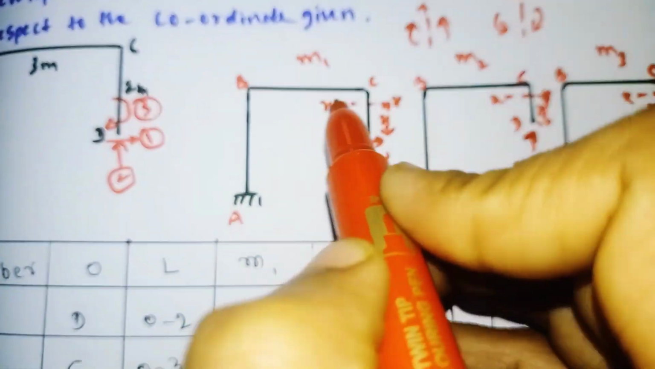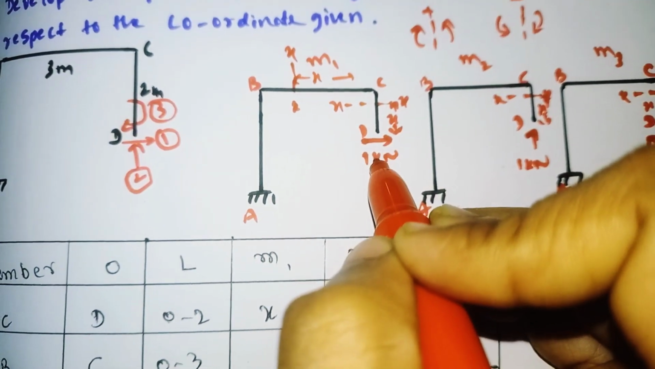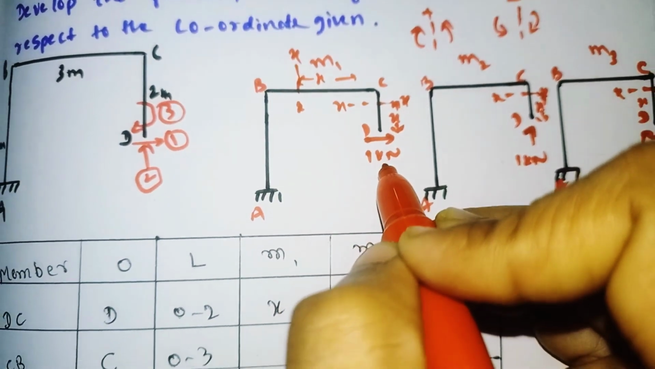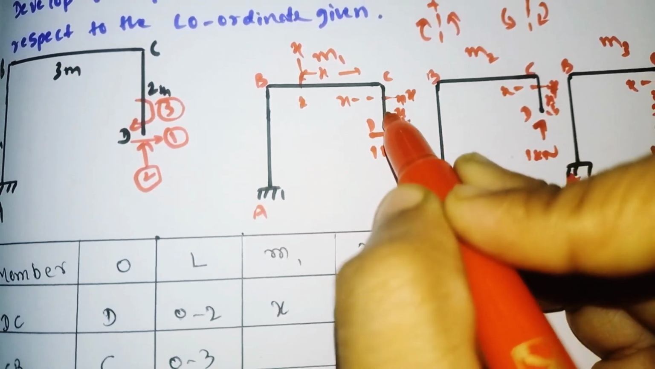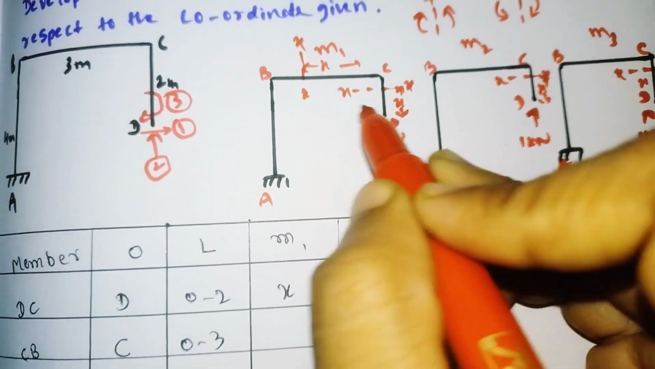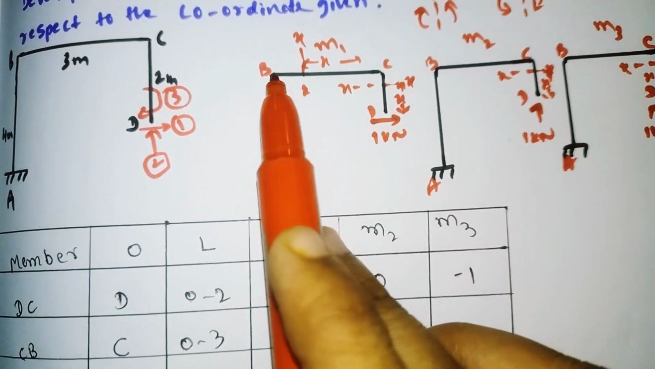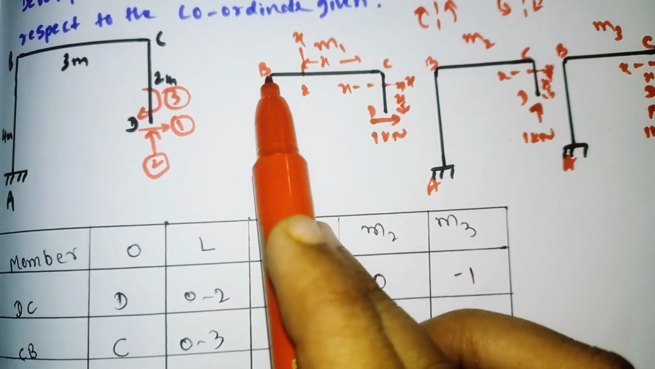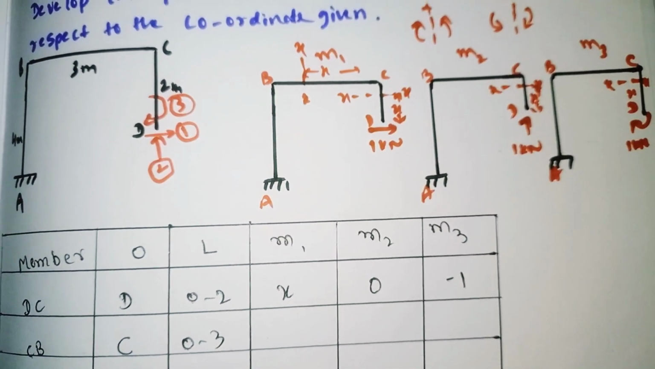Similarly, now we'll see for CB. For CB, the origin is C. If you cut the section at a distance of x along the x-axis from the origin C, we need to see from here to here. So 1 kilonewton. The distance of the 1 kilonewton from this section is this one, DC. So DC is acting perpendicular to this member. Now we need to take the distance, that is nothing but 2 meter.